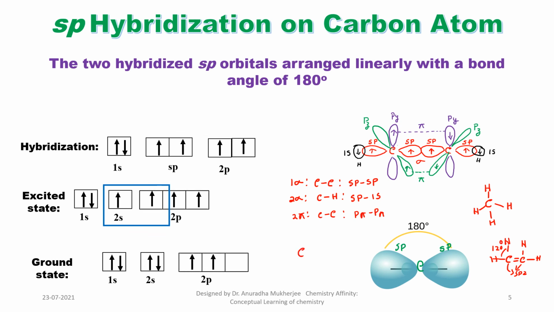and acetylene, here both the carbons are sp hybridized. So the bond angle is 180 degrees.